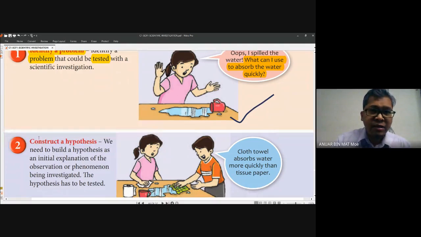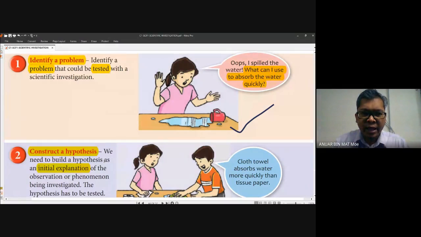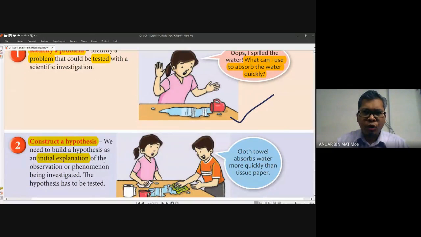So the second one, after you identify the problem, you need to construct a hypothesis. Okay, this word, maybe you can try to remember what is the hypothesis. Hypothesis is the initial explanation of the observation or the phenomenon being investigated. Initial explanation. You try to guess. You try to explain what happened, or you try to answer your problem.